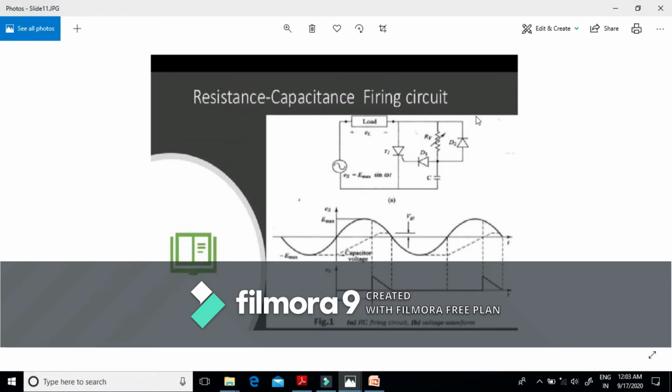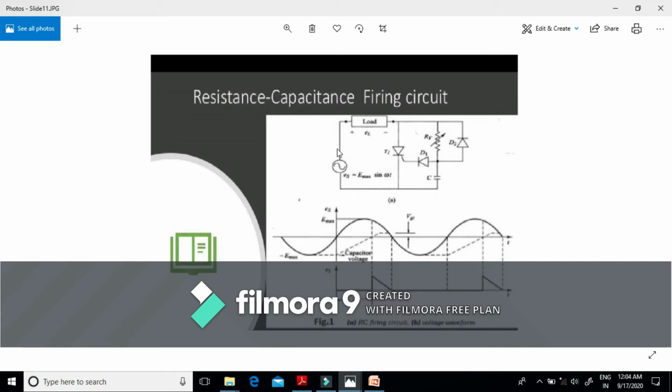Now let us take the circuit of this resistance capacitance firing circuit. Firstly, we are discussing the half wave RC firing circuit. Here, during the negative cycle, that means the source voltage is negative at this end and positive at the other end, since the SCR is not conducting, this diode D2 will be forward biased. And this causes the charging of the capacitor C.